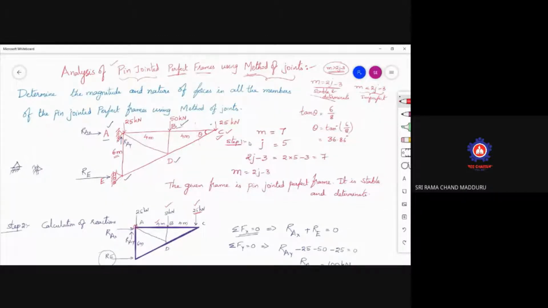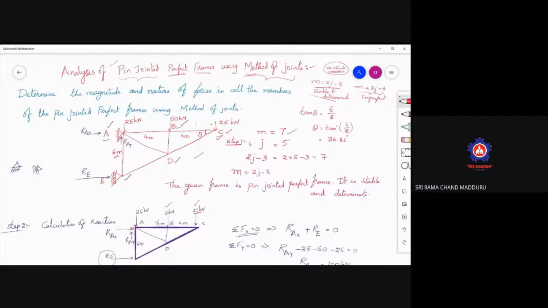First of all, check the stability and the determinacy of the structure. When it is stable and determinate, then you can analyze the problem. So this is the given frame. There are 7 members available. AE is one member, DE is one member, AD is one member, AB, BD, BC, CD. Total 7 members are there.